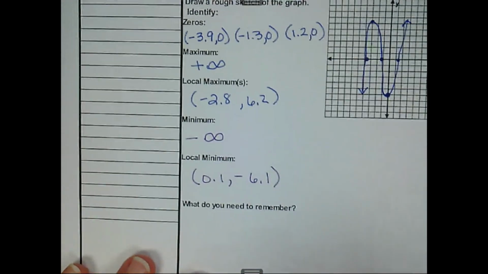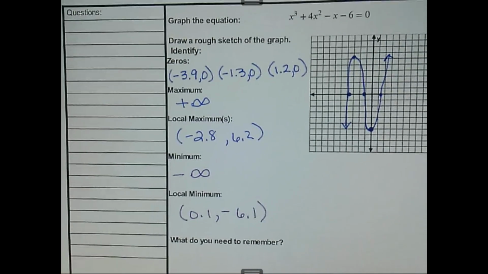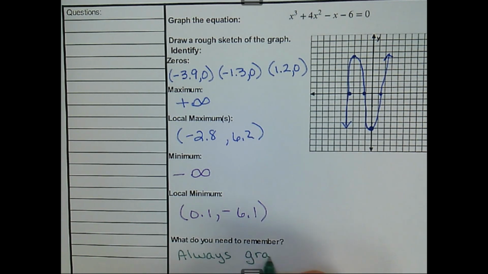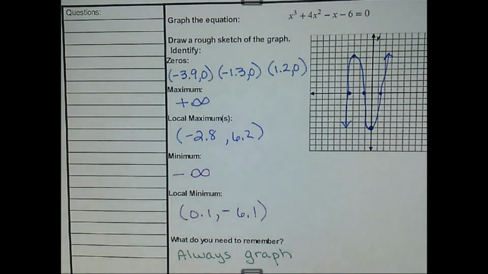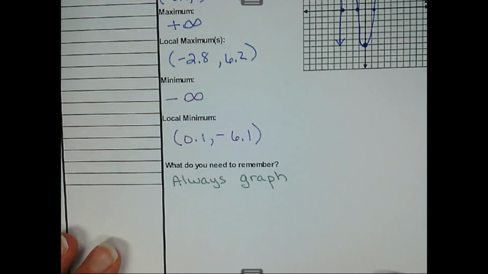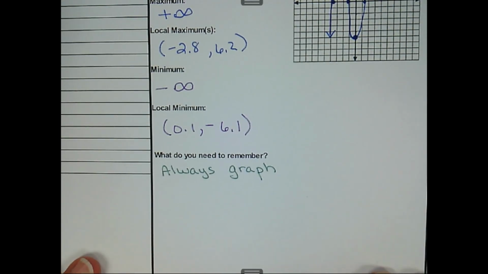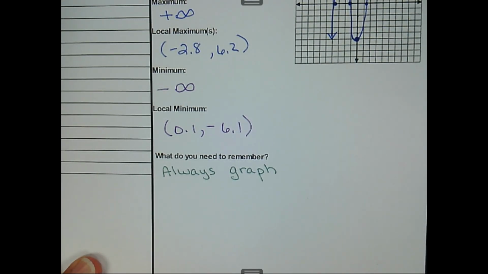Okay, so we went through a good example. If you're still struggling, back the video up and watch it again. So what are the things you need to remember? Well, first of all, you have to graph. So you'll start off by graphing. Always graph. Now after I've got it graphed, I might not be able to see it, so I need to adjust the window if I need to.